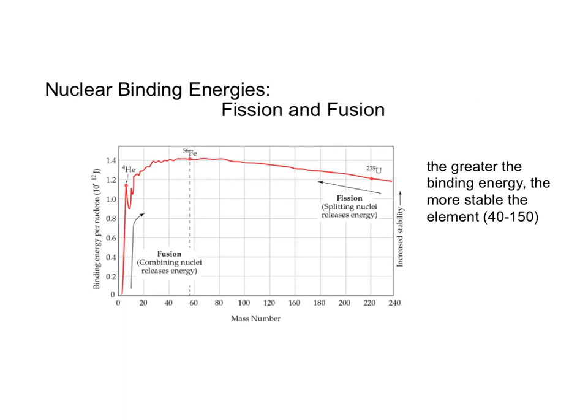Last slide in here. I just want to make you aware of something called nuclear binding energy. You can see mass number is along the x-axis, and binding energy is along the y-axis. When people do fission, that's when you split a nucleus. When people do fusion, you combine nuclei to release energy. The greater the binding energy, the more stable the element. And those are the elements we have between, say, 40, which is here, and 150, which is here.